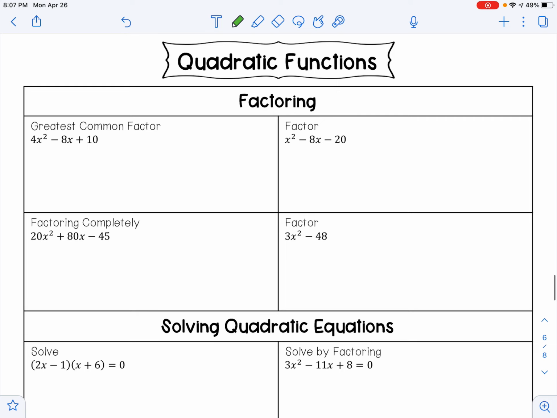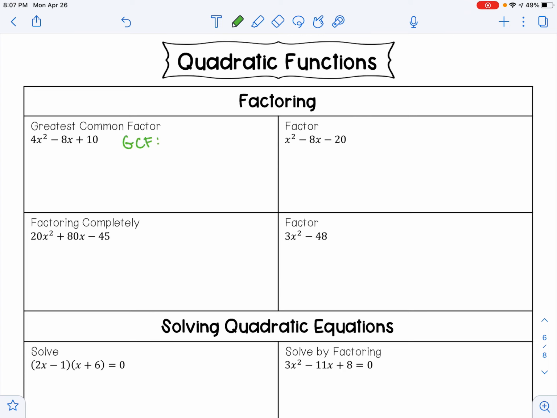Hello, today we're going to review quadratic functions. So the first thing that we learned about with quadratic functions was how to factor. The first thing we want to do on this first one is find the greatest common factor of 4x squared minus 8x plus 10.